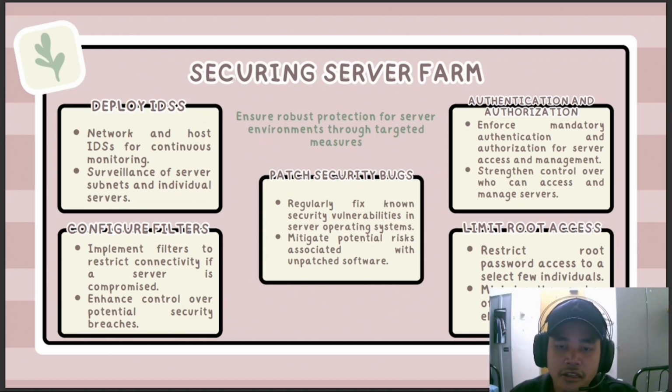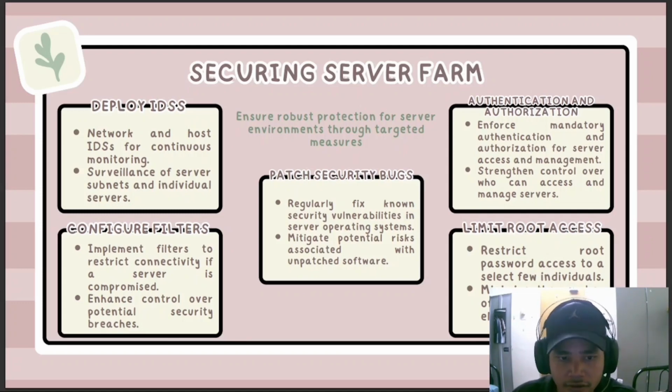Next, we will discuss securing server farms. It's about ensuring robust protection for server environments through targeted measures. First, we will talk about deploy IDS, which stands for intrusion detection systems. These systems provide continuous monitoring both at the network and host levels.